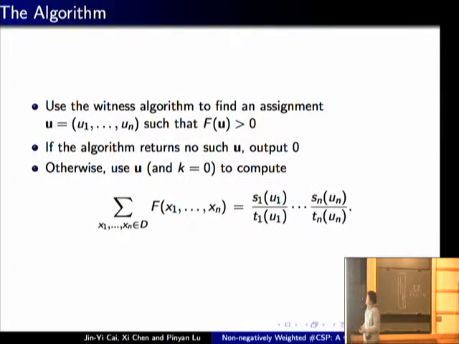And once you have this property, it's just trivial to solve the problem. You just use the witness algorithm to find an assignment u such that f of u is positive. If the witness algorithm tells you no such tuple exists, then of course we should output 0. Otherwise, we can set k to be 0, and we get this equation. We can evaluate the right-hand side very efficiently and get what we want.